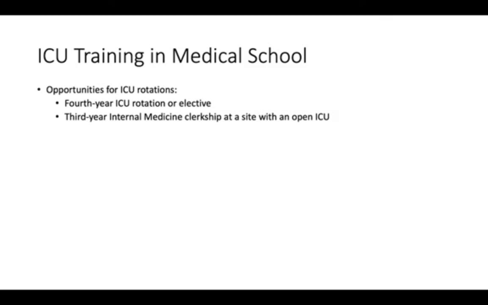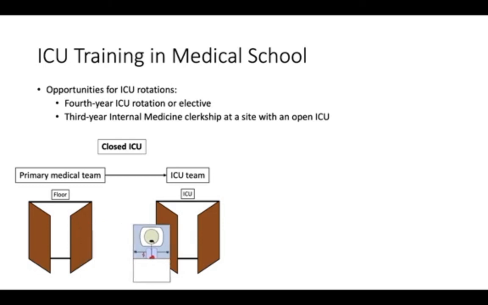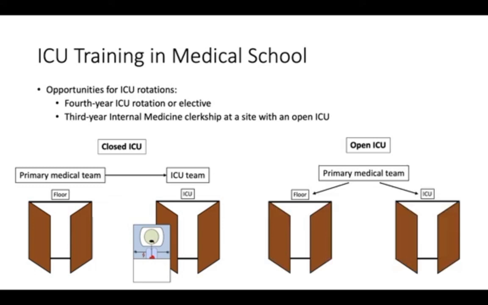The classic ICU structure can also be referred to as a closed ICU. In a closed ICU model, when a patient on the floor decompensates and needs to be transferred to the ICU, that patient is transferred from the primary floor medical team to an ICU team run by an intensivist. In an open ICU model, a primary medical team provides care for patients both on the floor and in the ICU simultaneously. Therefore, when a patient on the floor decompensates, the primary medical team transfers the patient physically to the ICU, but then continues to co-manage the patient with the help of the ICU team.